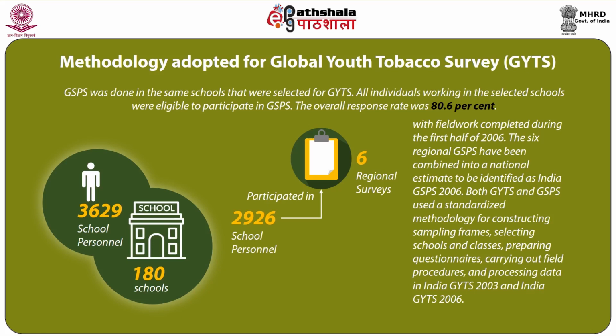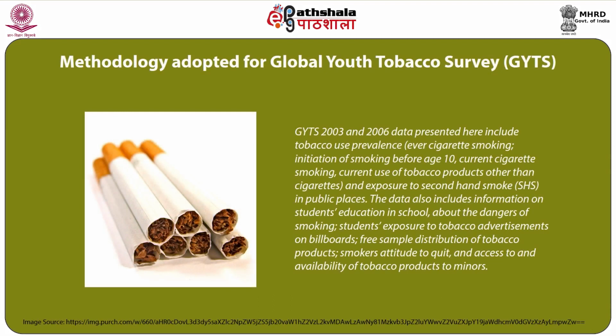Both GYTS and GSPS used a standardized methodology for constructing sampling frames, selecting schools and classes, preparing questionnaires, carrying out field procedures, and processing data in India GYTS 2003 and India GYTS 2006. GYTS 2003 and 2006 data presented include tobacco use prevalence, ever cigarette smoking or initiation of smoking before age 10, current cigarette smoking, current use of tobacco products other than cigarettes, and exposure to second-hand smoke, also called SHS, in public places.